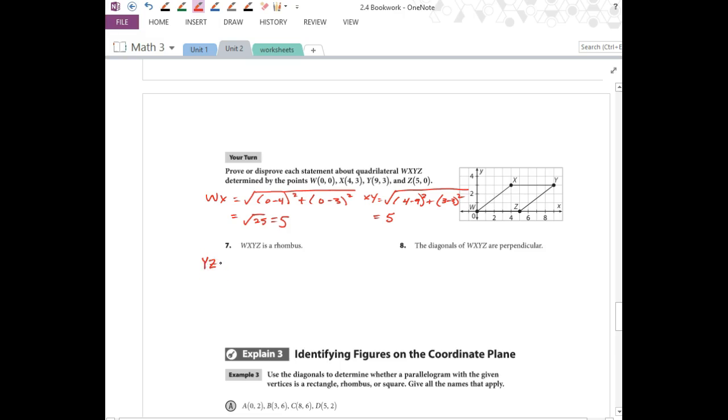YZ. Change in x's, 9 minus 5, squared, plus 3 minus 0. So 16 plus 9. Bet we could make an educated guess, huh? WZ is the last one. 5 minus 0. Oops. 0.